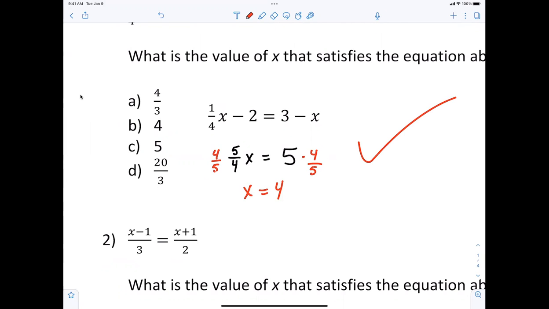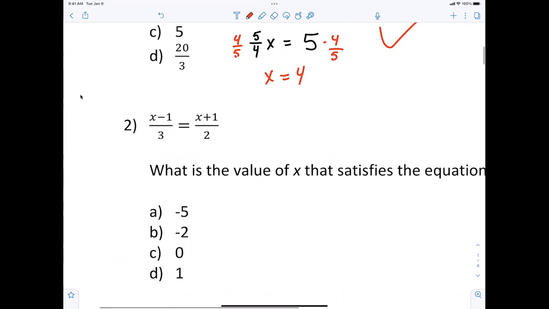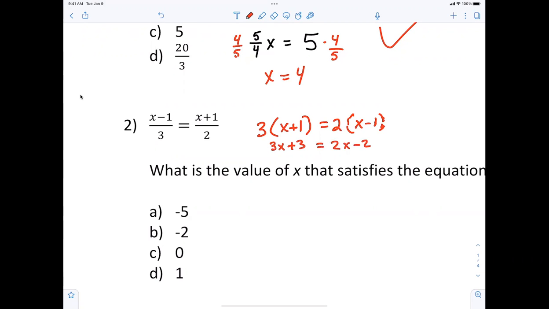All right, now we're checking out number 2. We have a proportion. Anytime we have a proportion, we just say what? Cross multiply. So everybody should be able to say 3 parentheses x plus 1 equals 2 parentheses x minus 1. Anybody have an issue with that? All right, now we're going to distribute. When we distribute, you end up with 3x plus 3 equals 2x minus 2.